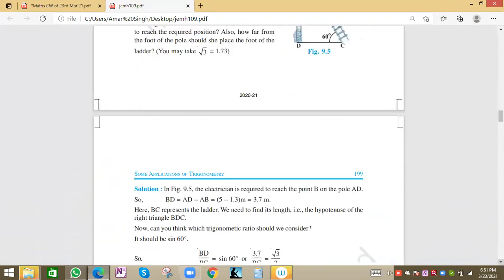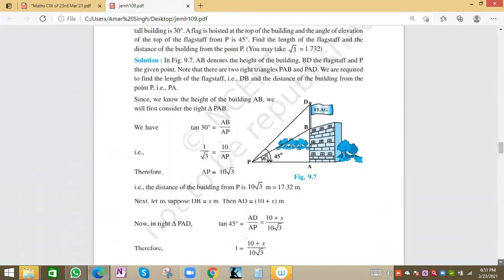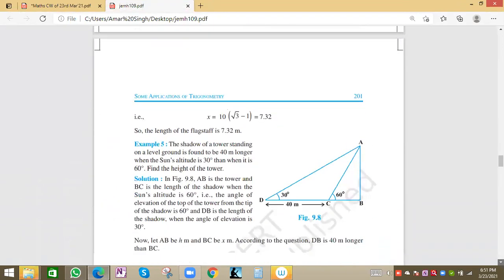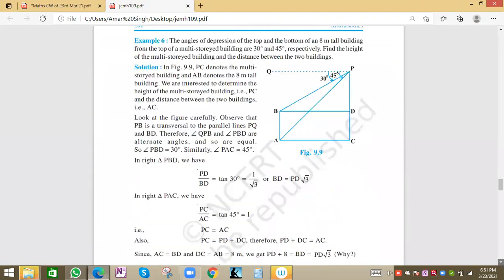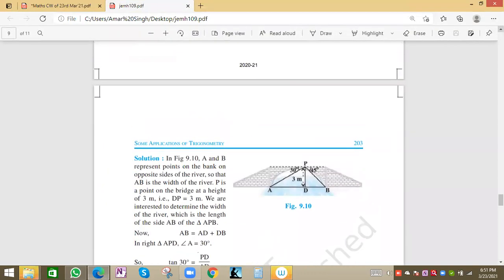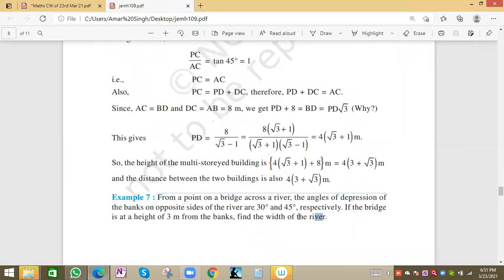Now let's see question number... One example was there, that is important. Other questions are similar type. You can try and you'll be able to solve. This question everybody will try. Question example number 7.